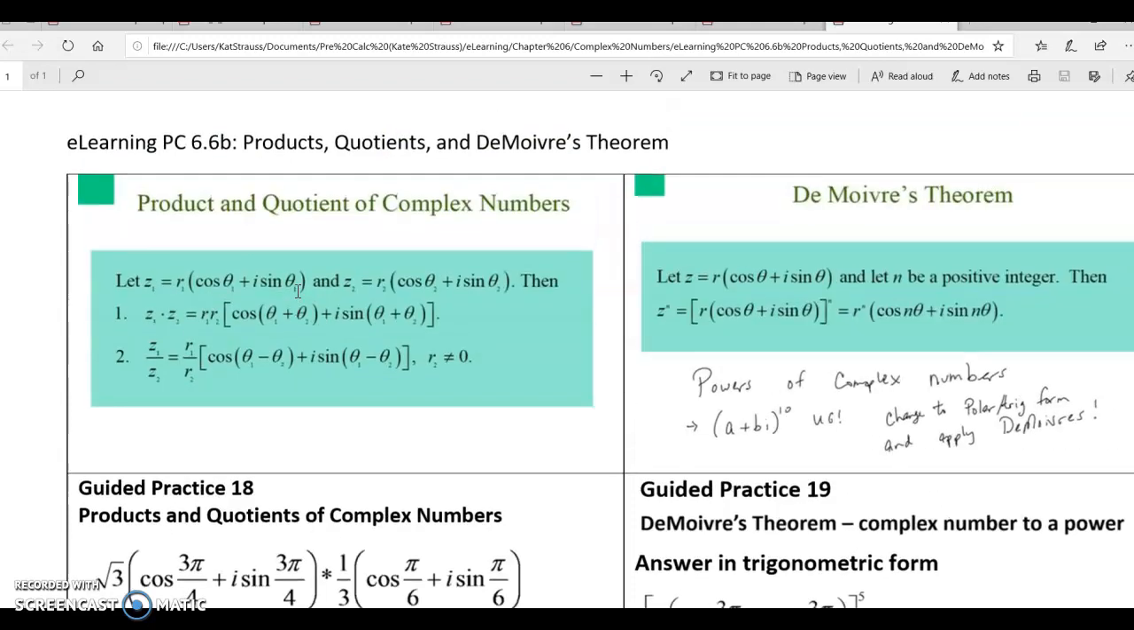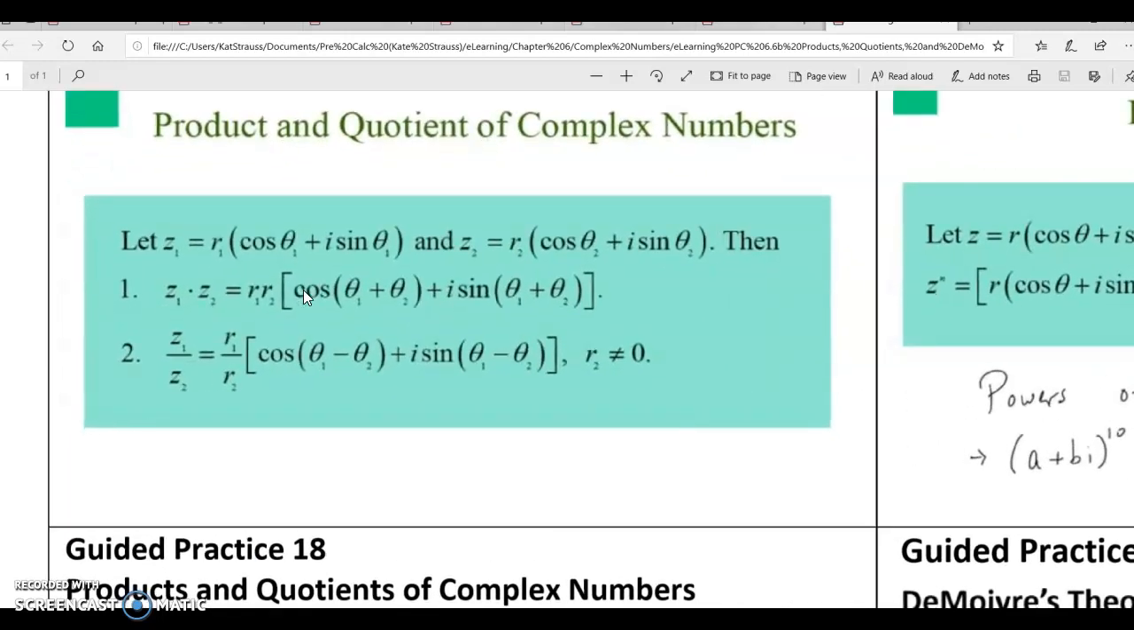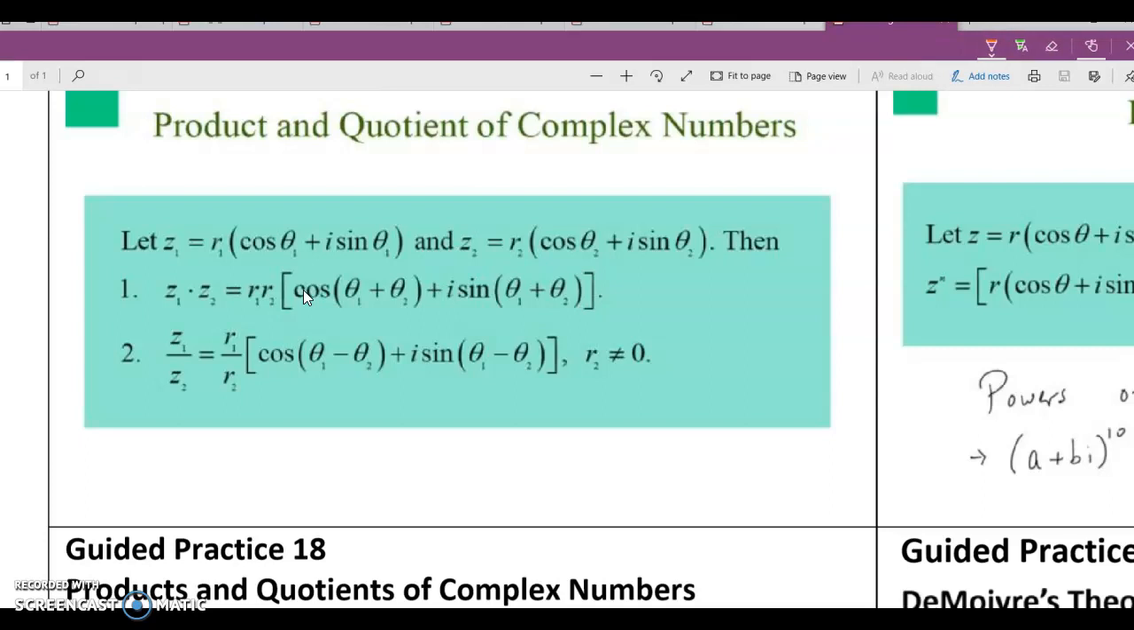Hi guys! So we are going to be starting with our video today talking about product and quotient of complex numbers. So, fancy words for multiplication and division of complex numbers. So our rules for these are that if we have, remember z typically represents complex numbers.